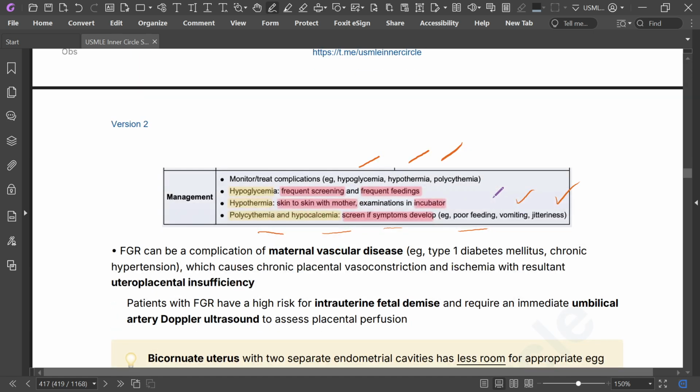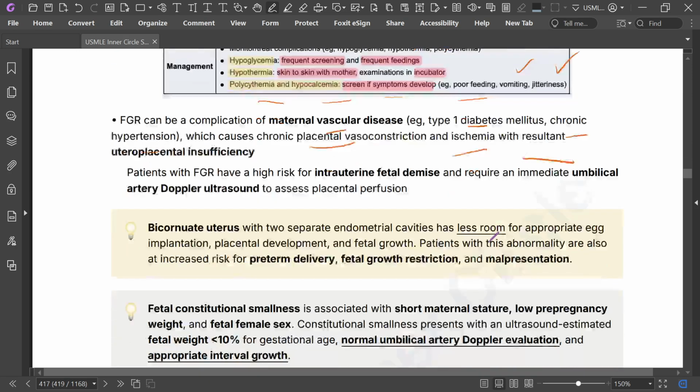Fetal growth restriction can be a complication of maternal vascular disease, type 1 diabetes mellitus, and chronic hypertension, which can cause chronic placental vasoconstriction and ischemia with resultant uteroplacental insufficiency. Patients with fetal growth restriction have a high risk of intrauterine fetal demise, and it requires an immediate umbilical artery Doppler ultrasound to assess placental perfusion.